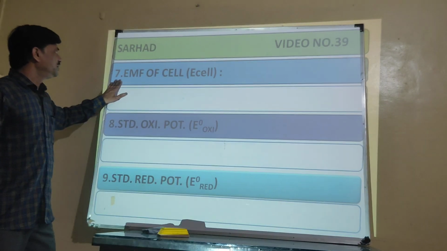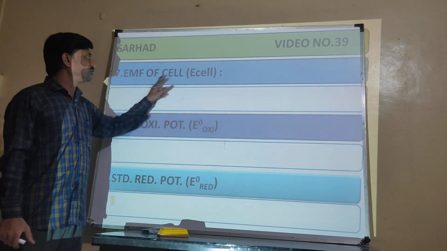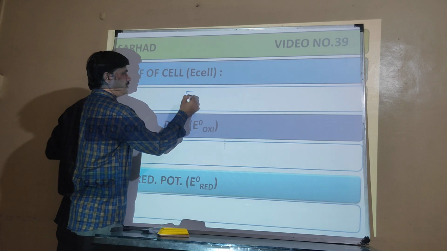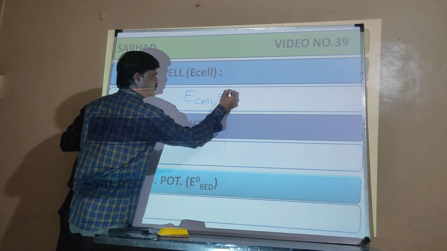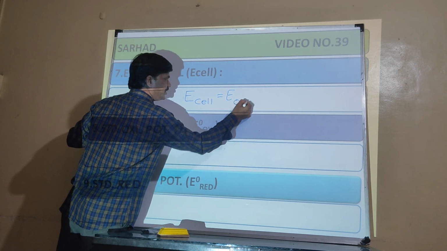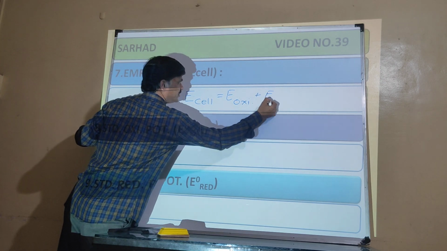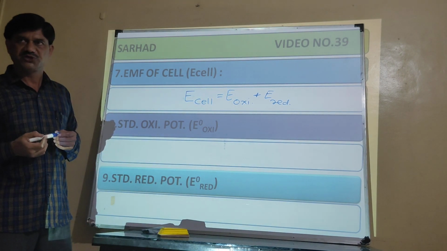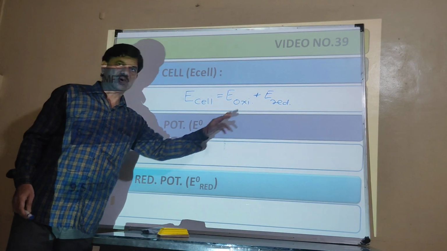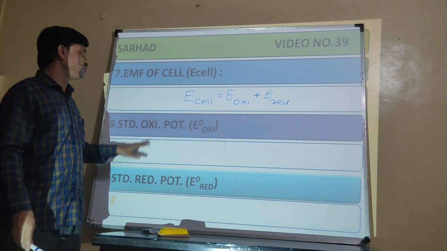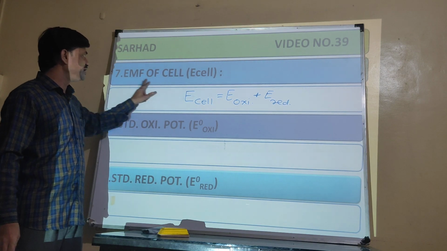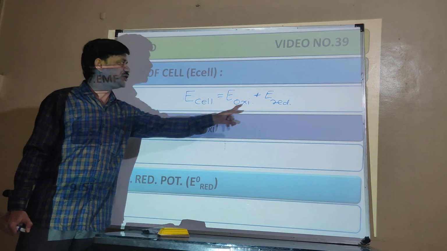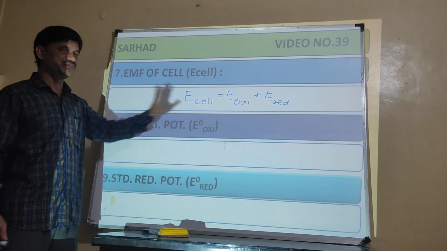Let us shift towards the next definition. What is this? EMF of the cell. It is denoted on paper by E cell. Can you construct the definition? E cell equals this total sum: E oxidation plus E reduction. So tell me the definition. What is EMF of the cell? Sum of oxidation potential and reduction potential. This is called EMF of the cell. Try to remember this simple formula: E oxidation plus E reduction gives you E cell.